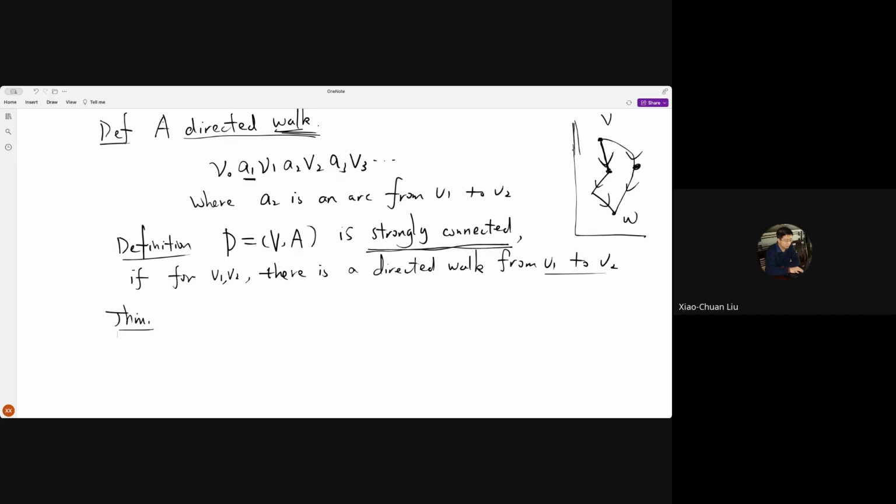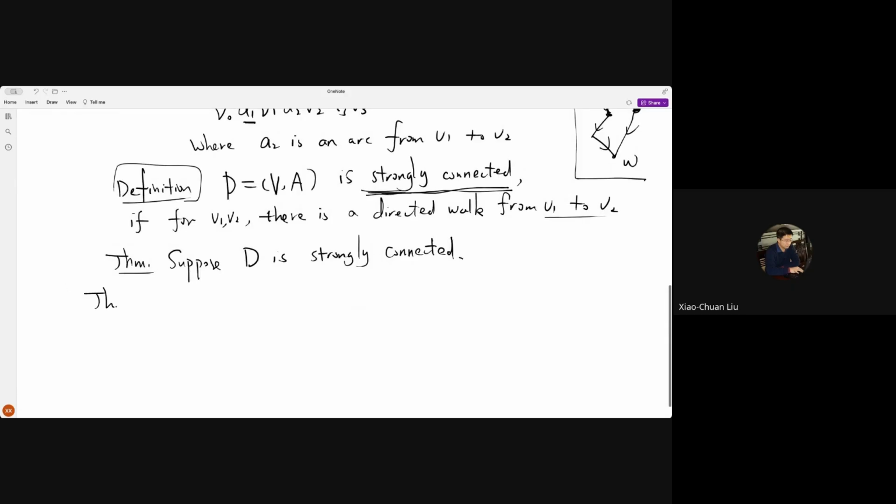So the next theorem should be expected. The proof is similar to what we have done, but you have to understand this extra property. Suppose D is strongly connected. This condition you have to assume. Then the following is true. Then D admits an Euler tour if and only if what?